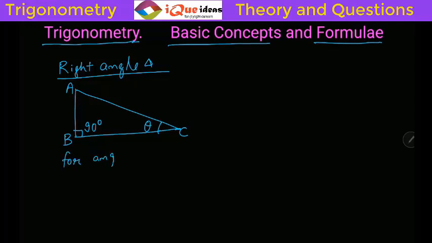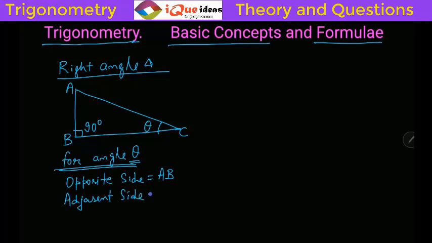For angle theta, we define some ratio of sides, and we give them some names. First of all, for angle theta, the opposite side is equal to AB, right? In the given triangle, opposite side for the angle theta is AB. Adjacent side is equal to BC. Hypotenuse is fixed, whichever angle you take.